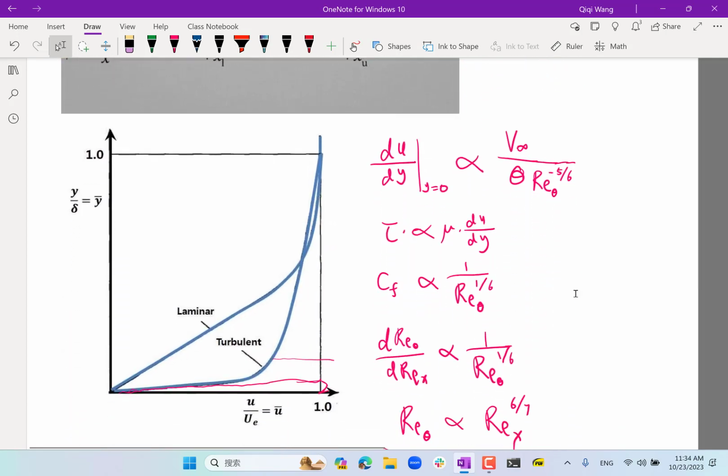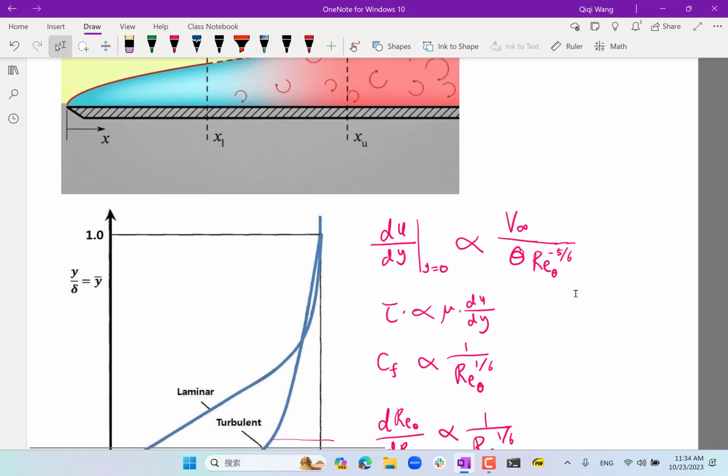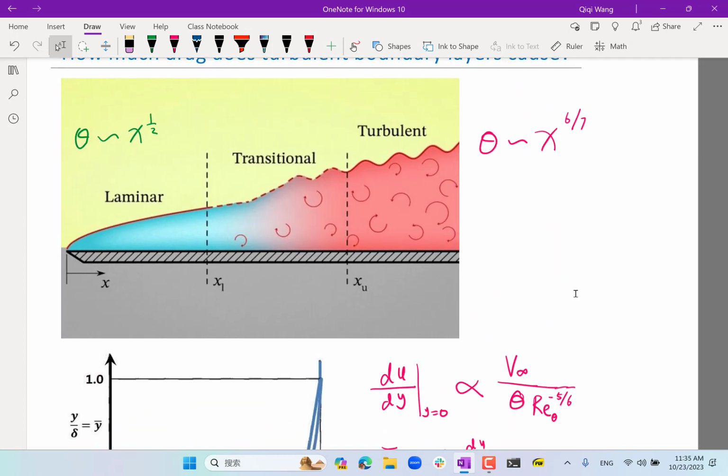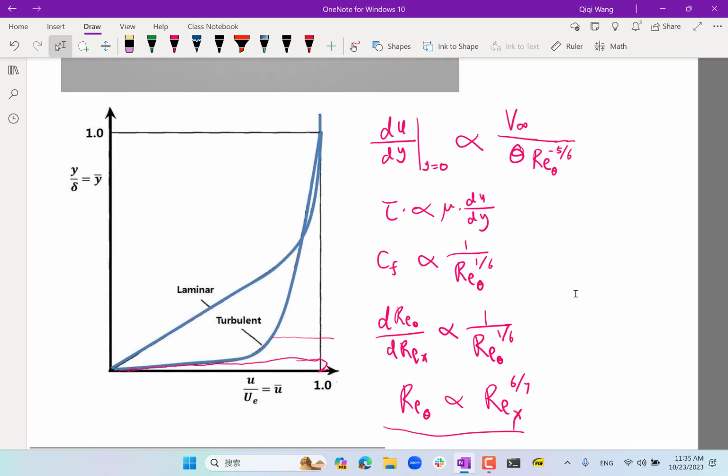Right, so basically this derivation gets us how the thickness evolves. It also gets us, when we plug the thickness into the skin friction, so if Re theta is Rex to the 6/7 power, then skin friction coefficient is Rex to the about -1/7 power, right?